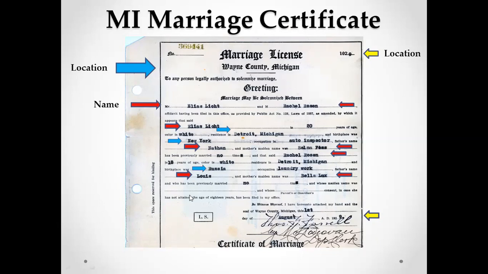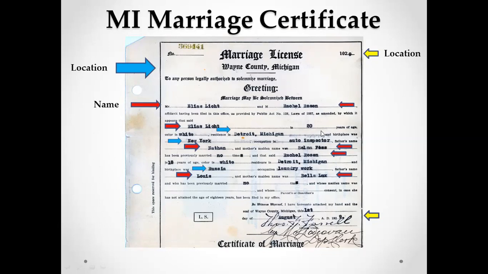So this is, again, location is Wayne County, Michigan, in Detroit. And so the name's up here, and I've got arrows pointing both ways because all of these records are going to look a little bit different. This one doesn't have dates in quite as many places. So it has Elias Litch and Rachel Rosen.